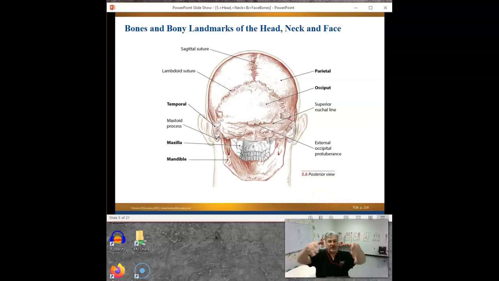And then in back, the two parietal bones meet the occipital bone, the occiput. And right there where they meet, that's called the lambdoid suture, lambdoid suture. And they meet the occipital bone.